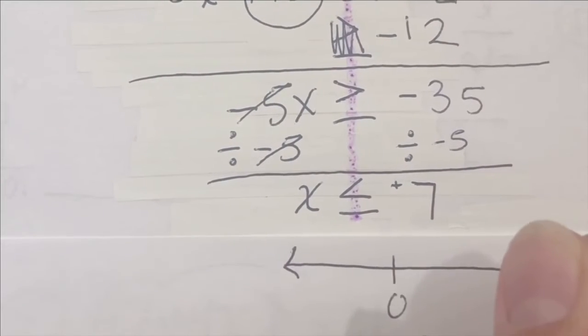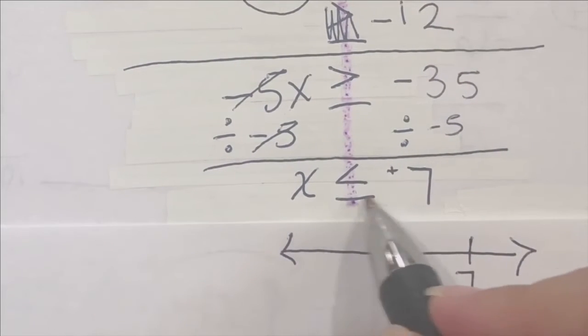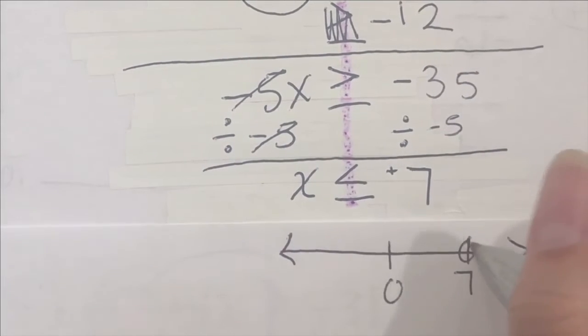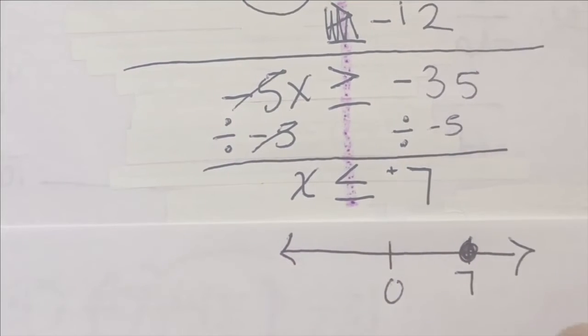We'll put our 0, we'll put a 7, and it says or equal to, so we're going to bubble in the circle over the 7, and then we're going to shade less than.